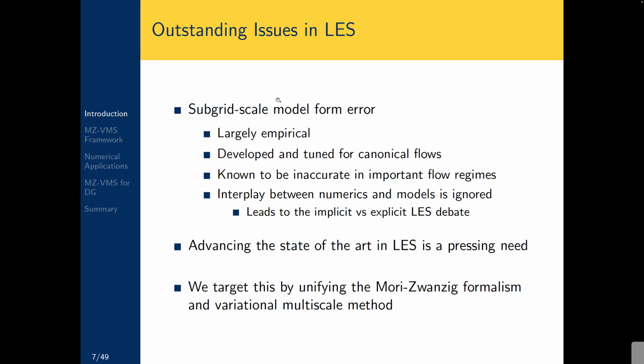And so if you look at outstanding issues, it's well known that these subgrid scale models that exist have a lot of model form error. So of course they're largely empirical. We know that they're developed and tuned for canonical flows. And so they're known to be inaccurate in important flow regimes.